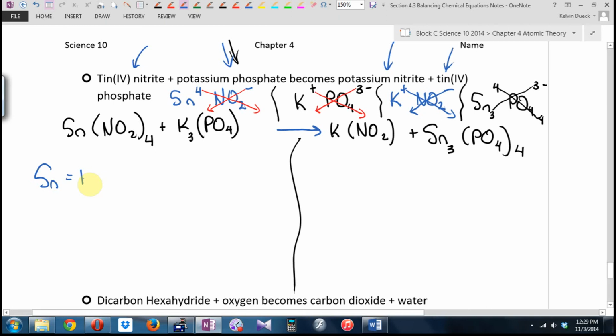Now, here's the first trick I'm going to give you. With a polyatomic ion, we're going to treat that as one funky atom. In other words, don't write this down. I'm not going to say there's 4 N's and there's 8 O's. I'm going to say, how many NO2s are there? 4 of them. I'm going to treat it like one funky atom. Do it in blue, Mr. Dueck, so your color is consistent.